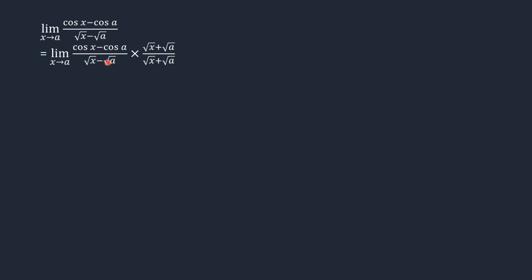In the next step we will carry out the product of the denominator only, which will be according to (a minus b) into (a plus b), which will be a squared minus b squared. So in the next step we will get the square of root x, which is x, minus the square of root a, which is a. Next we will expand this part according to the formula that we have.